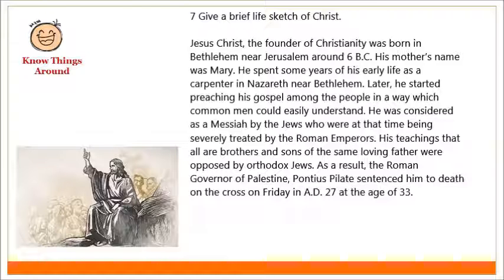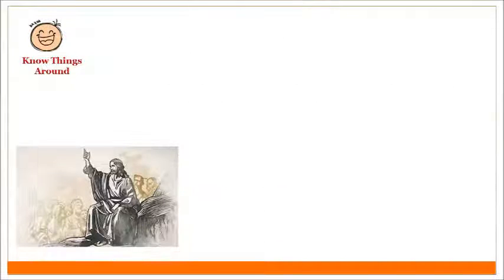He was considered as a Messiah by the Jews, who were at the time being severely treated by the Roman emperors. His teachings that all are brothers and sons of the same loving Father were opposed by Orthodox Jews. As a result, the Roman governor of Palestine, Pontius Pilate, sentenced him to death on the cross on Friday in AD 27 at the age of 33.